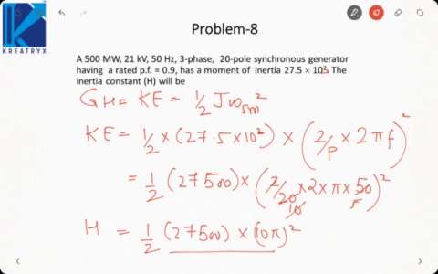G is actually the MVA rating, but we are given the power rating, not the S rating. So how will we calculate it? That is power by power factor, that is P by cos phi. So it will come out to be 2.44 seconds. Why seconds? Because megajoule per MVA will have the units of seconds. Energy by power is time.